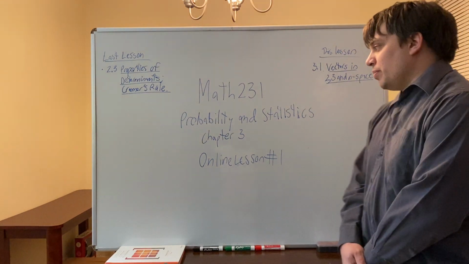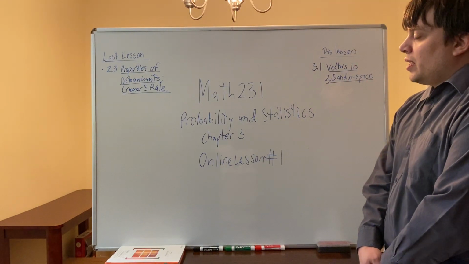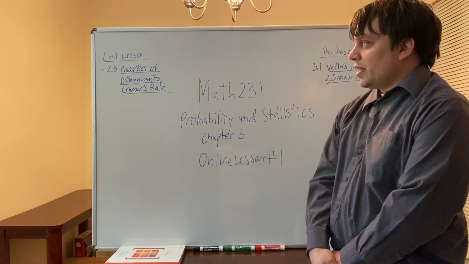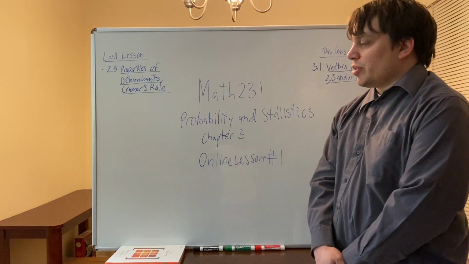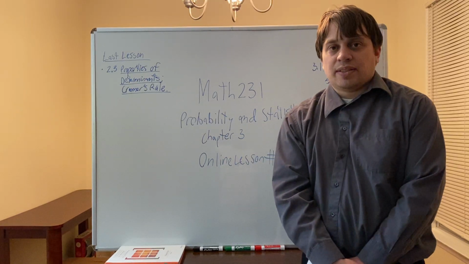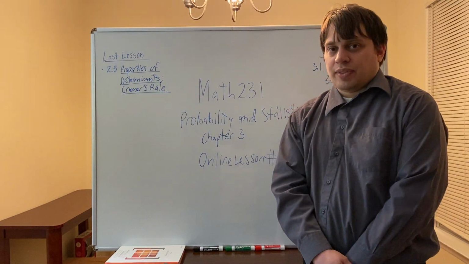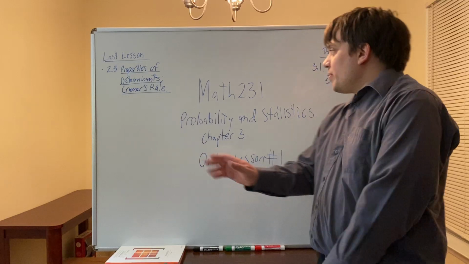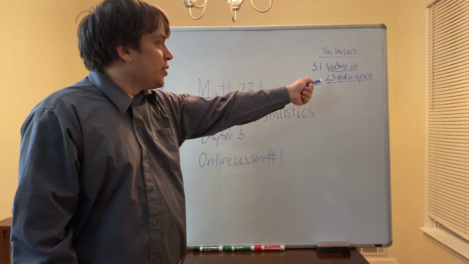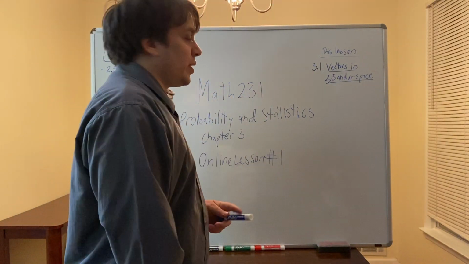This lesson we will be talking about Chapter 3. The last lesson ended with the end of 2.3, Properties of Determinants and Cramer's Rule. That was the last topic that's going to be on the first test. So this is the start of the material for the second test, and I'm going to talk about the test on Blackboard. So this lesson is on 3.1, vectors in 2, 3, and n space. So let's get started.